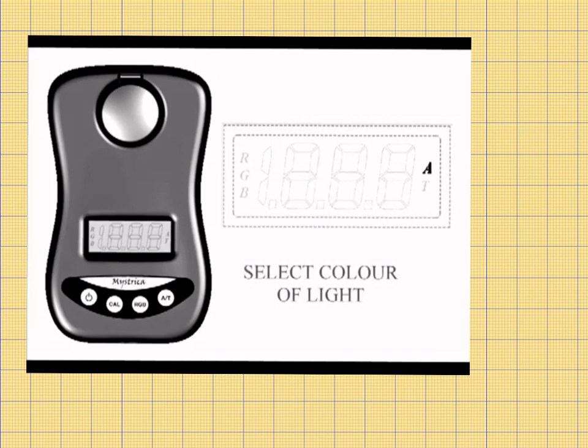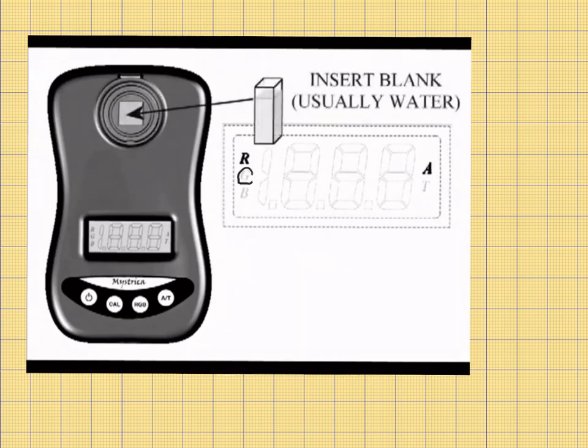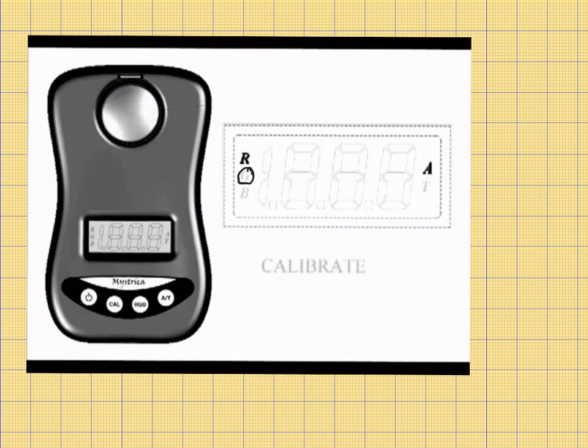So the first thing to do is to select the colour of light that is going to be passing through your solution. There are 3 LEDs, red, green and blue, and what you want to do is choose light that is going to be absorbed by the iodine solution. It's mainly reflecting in the red, so it's possibly best to choose the green LED. First, we need to calibrate the apparatus, so we insert a blank, which is usually water, because that is absorbing no light. And we need to then calibrate the instrument.